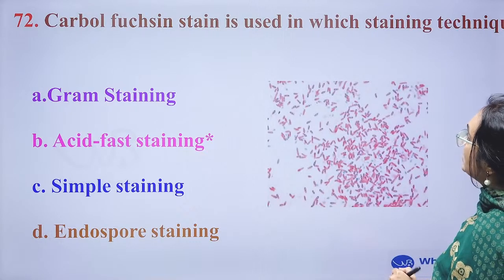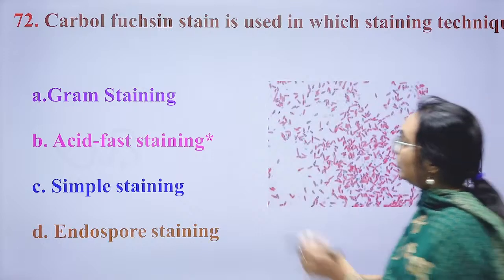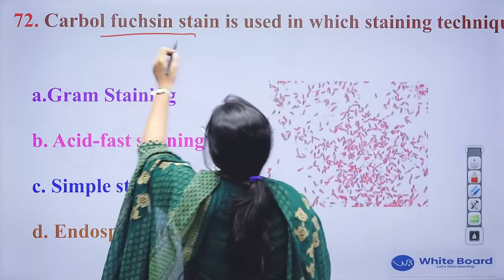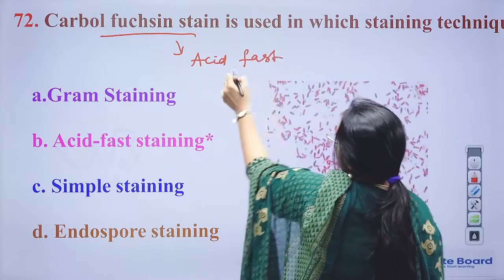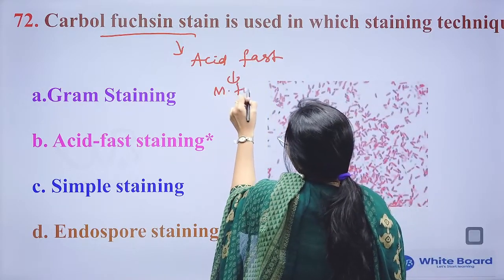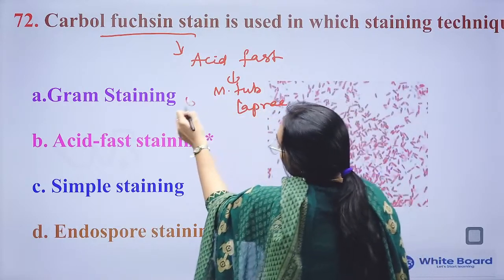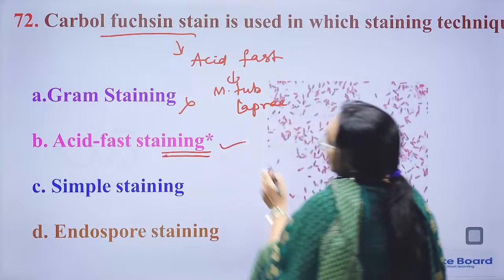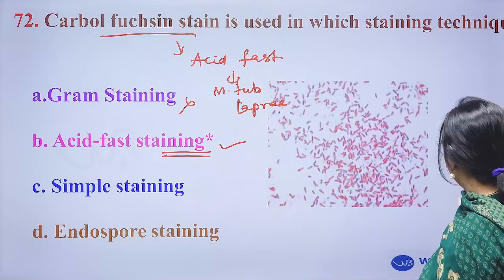Next question, carbolfuchsin stain is used in which staining technique? That's what I said just now. Carbolfuchsin is a stain which is used in acid fast staining. This acid fast staining is used to test Mycobacterium tuberculosis and leprae. So it is not gram staining. Acid fast staining, carbolfuchsin is used. So here the answer is B.